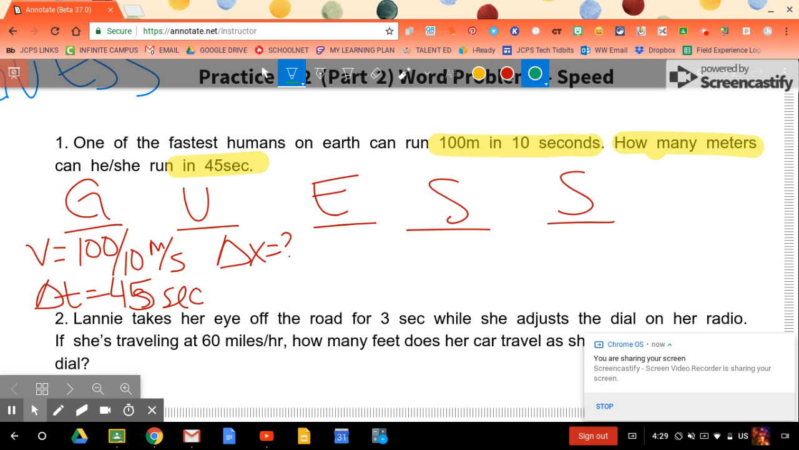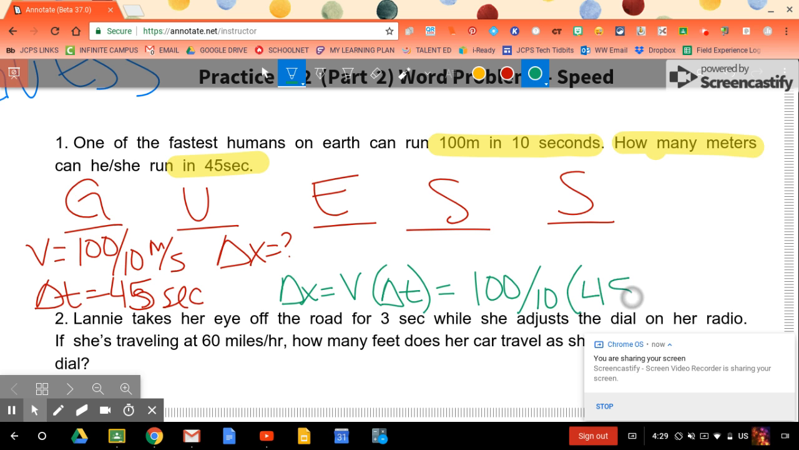So going on to our equation, we're going to use change in x equals our velocity times our change in time. So we're going to get 100 over 10, which is the same as 10, you guys. So you can just type that into your calculator, times 45. This is going to give you 450 meters, which is your answer.